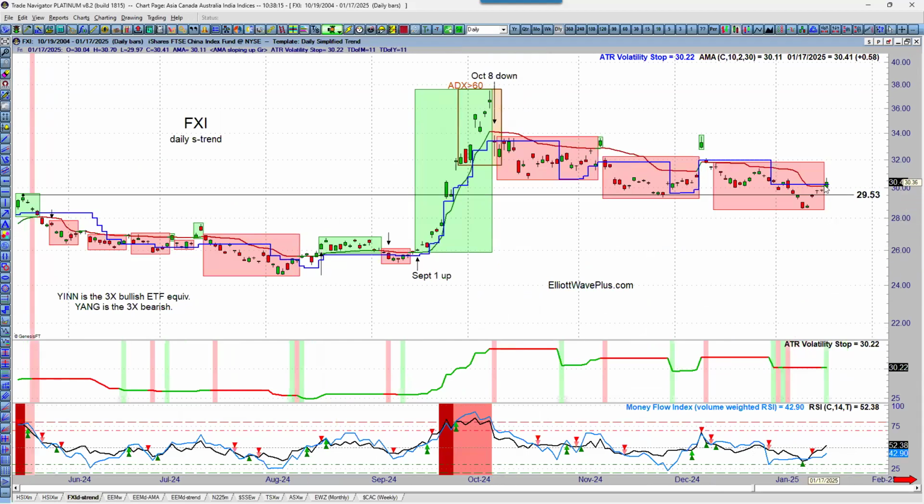Starting to see a little bit of up action and a potentially new daily trend to the upside right here. I think that might be a very early sign that we're going to get another announcement of some kind of stimulus out of the Central Bank of China.